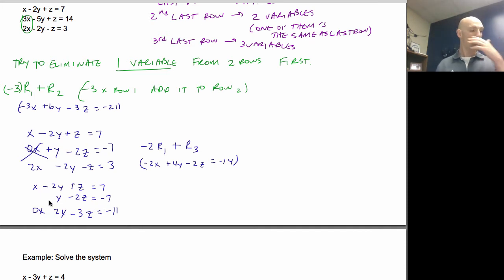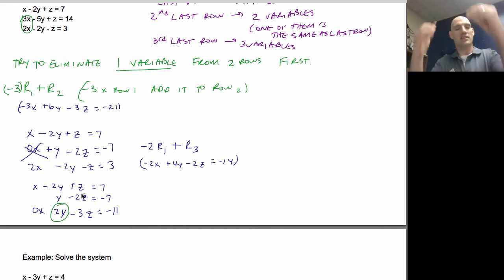Now, I've systematically eliminated my x variable. Well, what do I need to do now? Now, I need to try to get into my triangular form. And so now I'm going to try to eliminate this variable here. I want to get rid of this one because that's going to leave me with just a z in the last line, which is what I want. So I can back substitute.